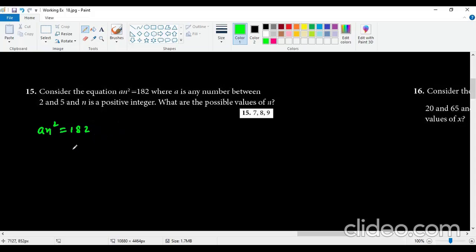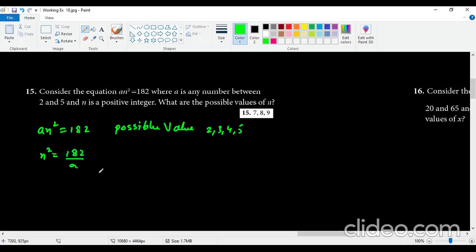and it is possible to arrange values. The values I can use are between 2, 3, 4, and 5. These are the values I can use. So it is going to be n squared equals 182 over a. So there are four possibilities I can try.